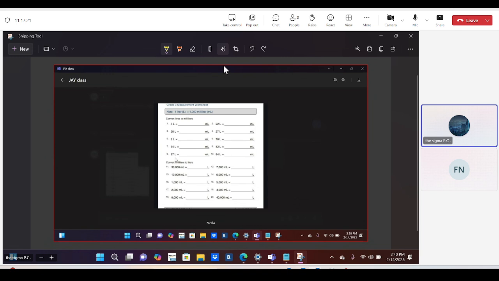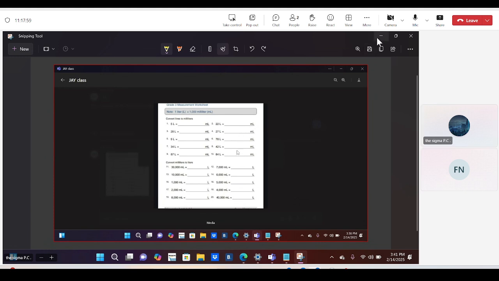Oh, I didn't know this one was going to milliliters. What's the next one? 30,000, right? Milliliters. No, it would be 30 liters. 10 liters. 1 liter, 2 liters, 8 liters, 7 liters, 6 liters, 5 liters, 4 liters. Very good.